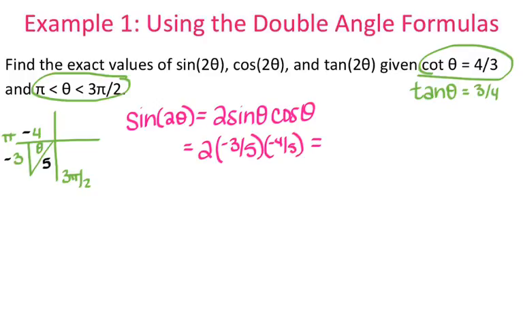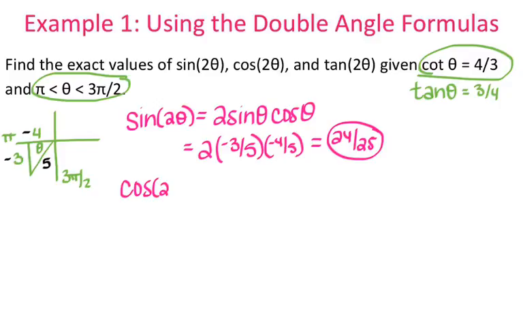And then I'm just going to take that expression, plug it right into my calculator, so 2 times negative 3/5 times negative 4/5 is 0.96, but I want it as a fraction, so I'm going to math frac it, so that's 24 over 25. And that is sine of 2 theta.